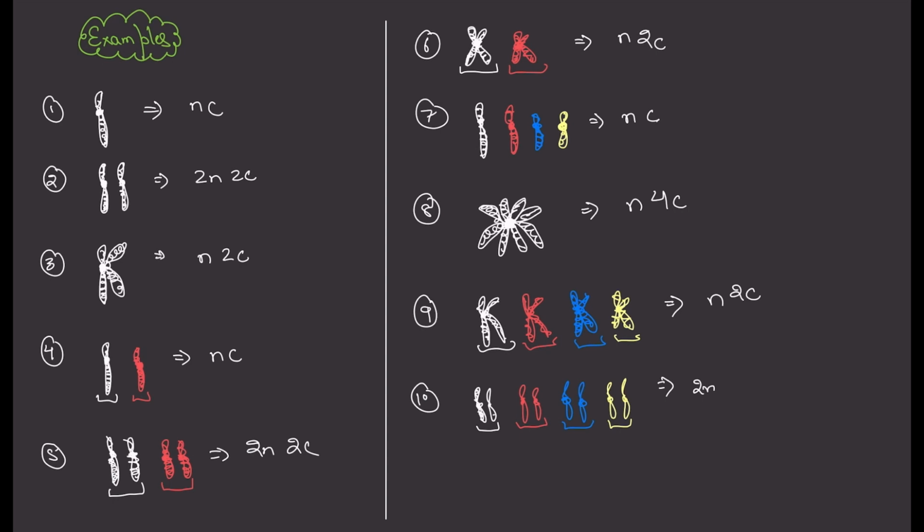Now let us count the chromatids. White has 1 chromatid, 2 chromatid. Red has 1 chromatid, 2 chromatid. Blue, 1 chromatid, 2 chromatid. And yellow, 1 chromatid, 2 chromatid. So the content becomes 2C. Now just one more example, the last example. And I hope then the concept of ploidy would be clear to you people.